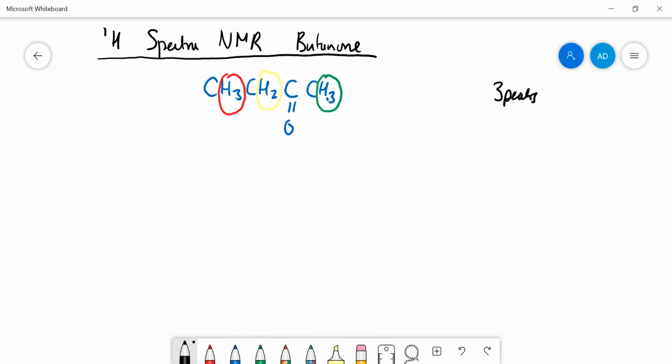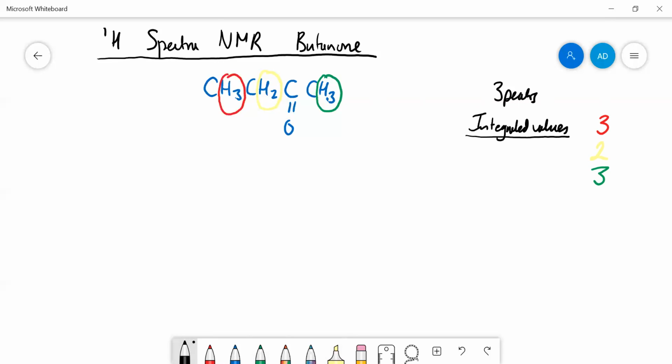What would be the integrated values? So in other words, the area under the curve. Right, so the red hydrogens, how many of them? There'll be 3 there. The yellow hydrogens, there's 2 of them, so that would be a slightly smaller peak. And then the green hydrogens, there'd be 3 again. Okay.